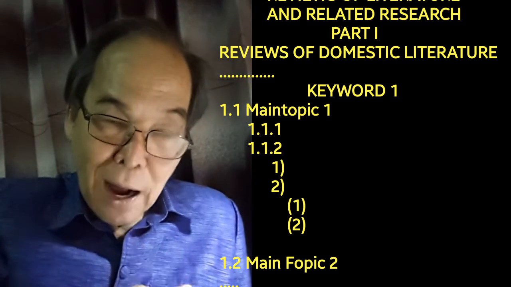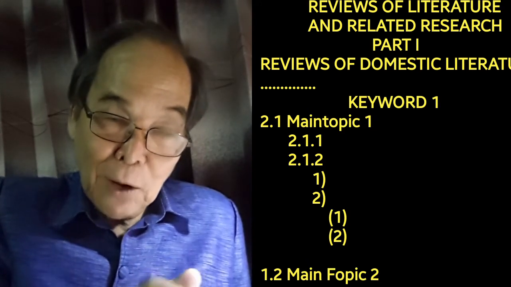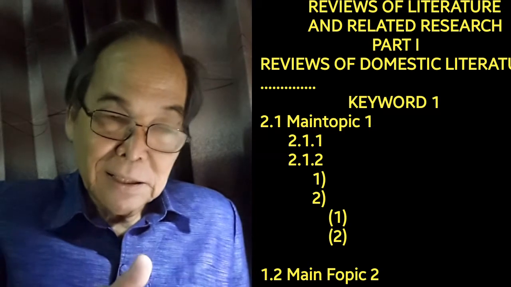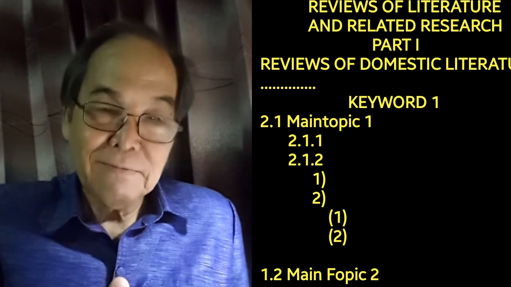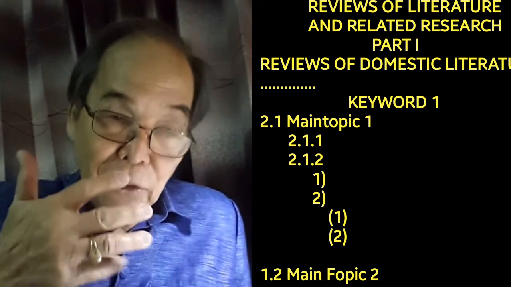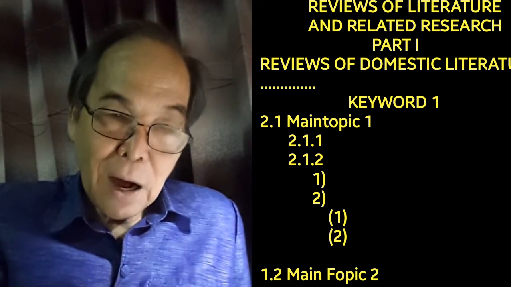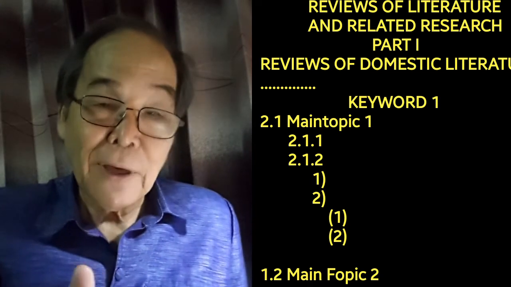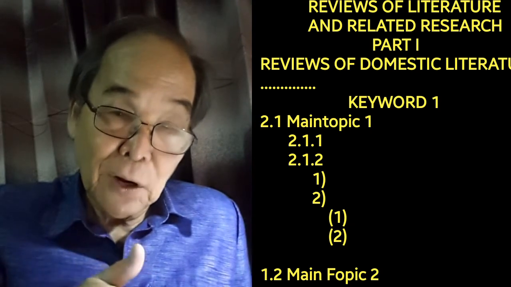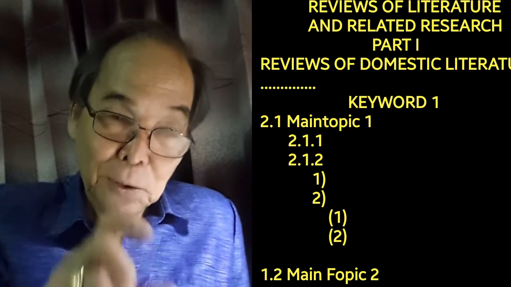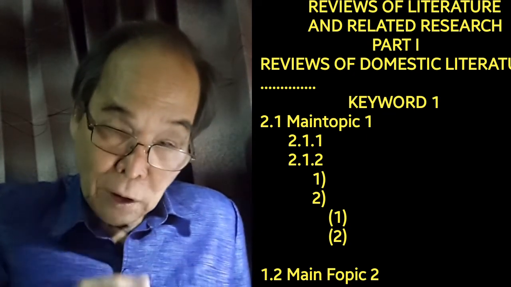And from 2.1, this heading main topic will be divided into subtopics. So it will come 2.1.1. But we give only 3. You see, 2.1.1. But sometimes they allow up to 4 because we lose one number, 2, because 2 is the number of the chapter. So we allow 4 the most.